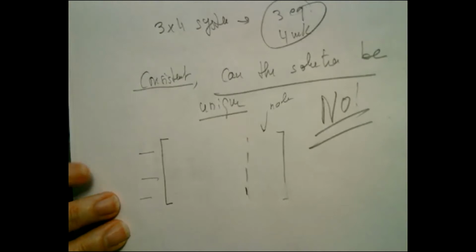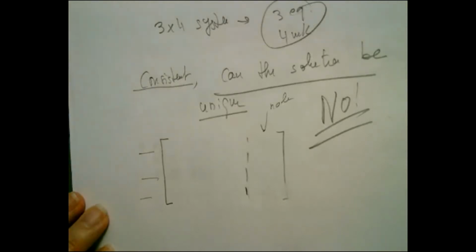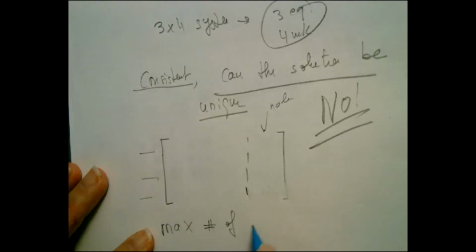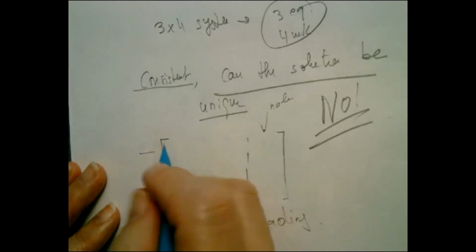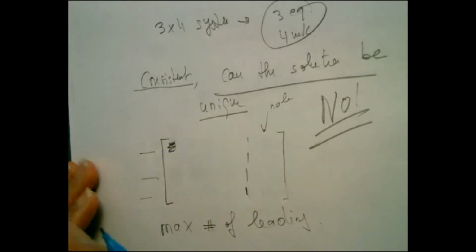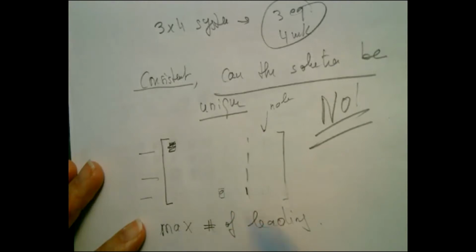Are we going to have necessarily a free variable in this situation? Yes or no? Let us think about it. What's the maximum number of leading entries we can have in this case? 3. Because we have 3 rows. So the maximum number of leading entries is 3, because a row cannot have 2 leading entries.